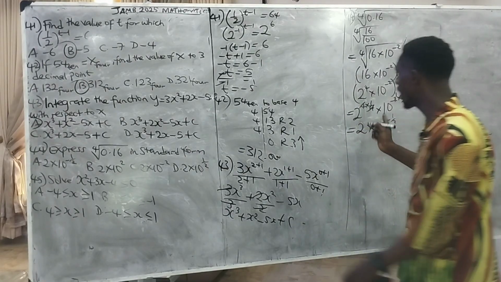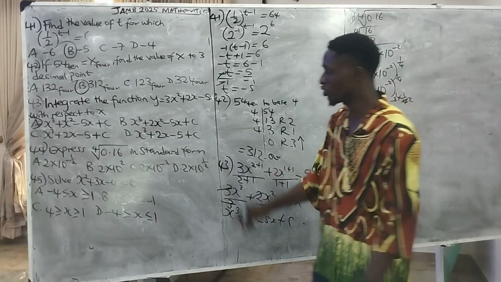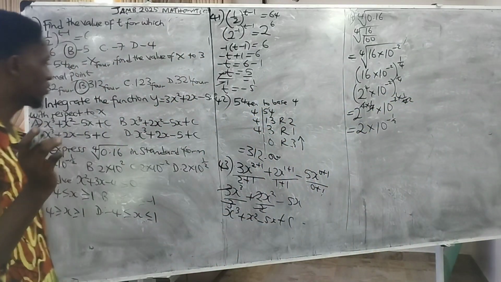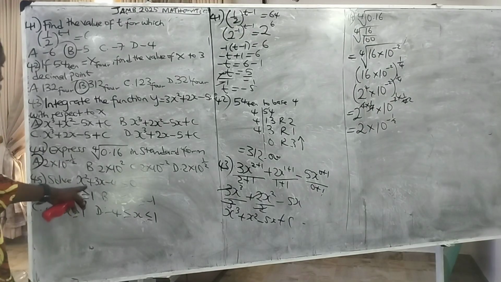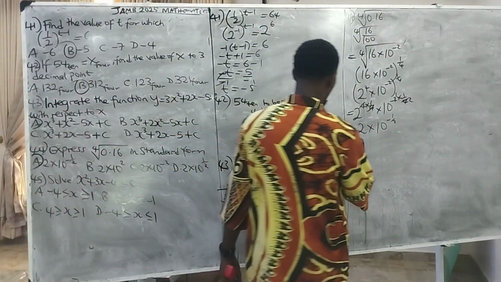The reason why I went through this route is because of the options given to us. So we have 2 times 10 raised to the power of minus 1 over 2. Option A. Solve, this is inequality number 45.